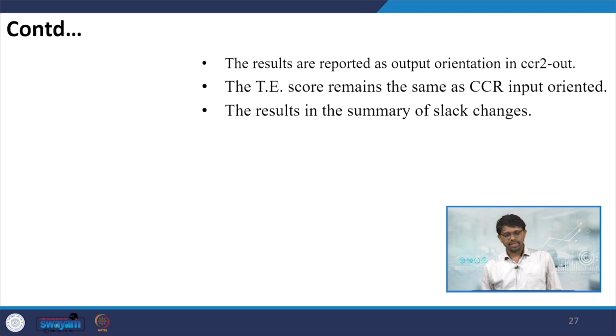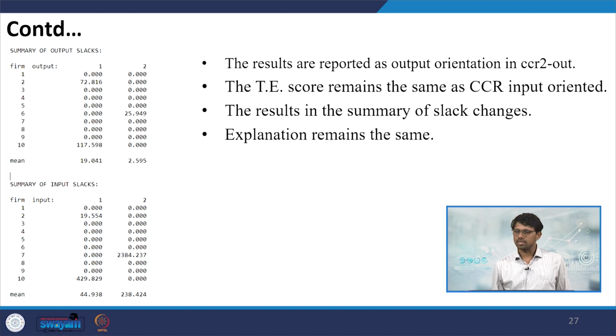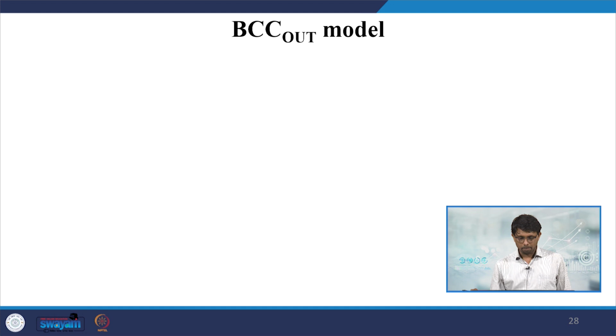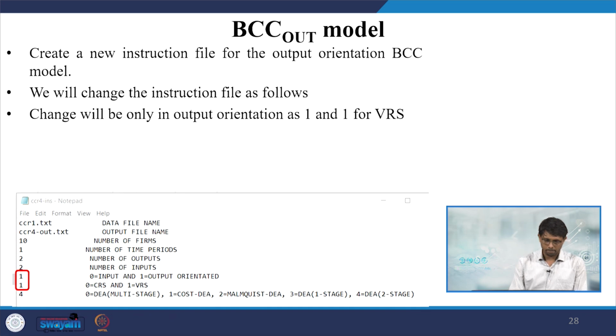The technical efficiency scores remain the same as CCR input oriented. The results in the summary of the slacks change a bit since our approach is for outputs. So, the explanations are actually the same, so I am not emphasizing further. If you have any doubt, we will address it. Similarly, in BCC output, we are only supposed to change this VRS as 1 and output as 1, since it is highlighted in the instruction page.